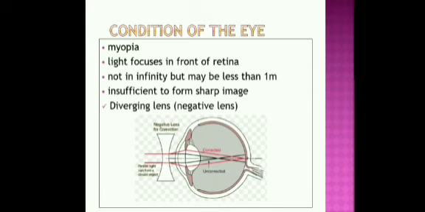So myopia, or nearsightedness, is where the light focuses in front of the retina, and the far point is not infinity but maybe less than 1 meter, thus insufficient to form sharp images. So this means myopia is a common vision condition in which you can see objects near to you clearly but objects farther away are blurry. Correction of nearsightedness requires a diverging lens or negative lens that compensates for the overconvergence by the eye.